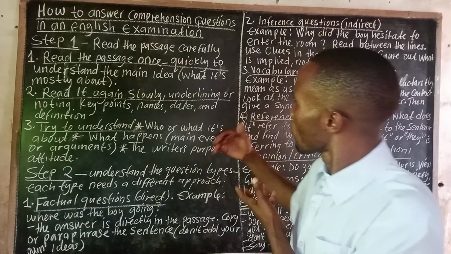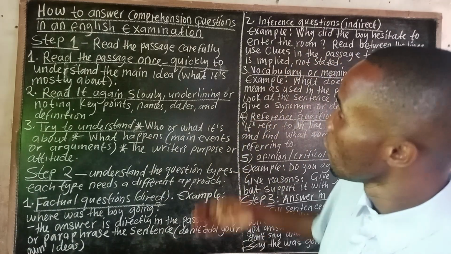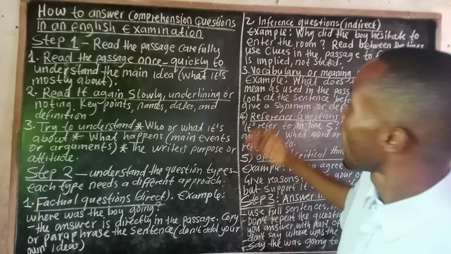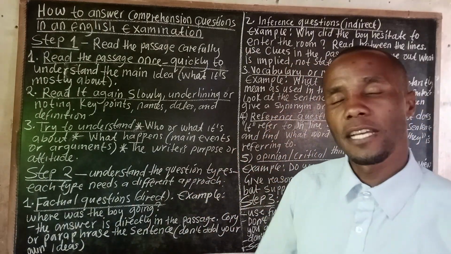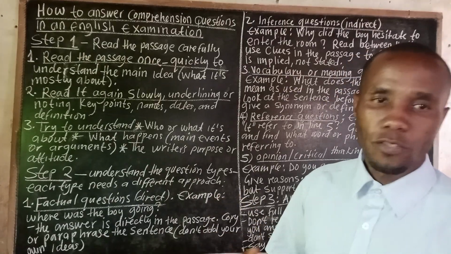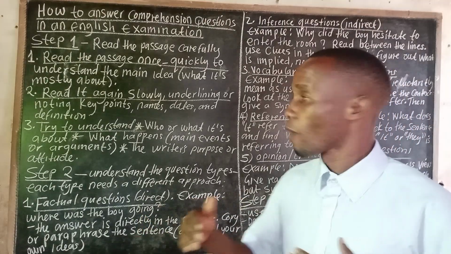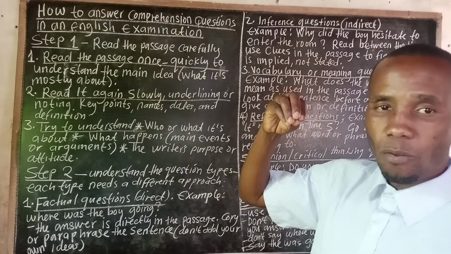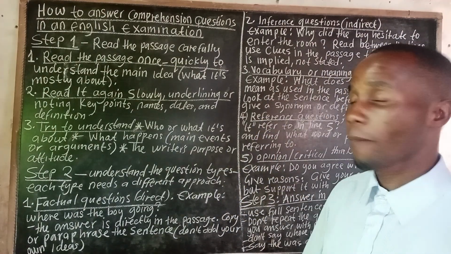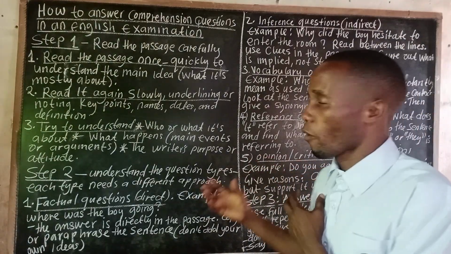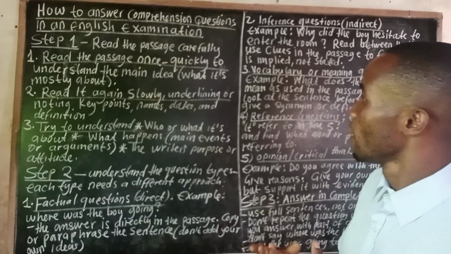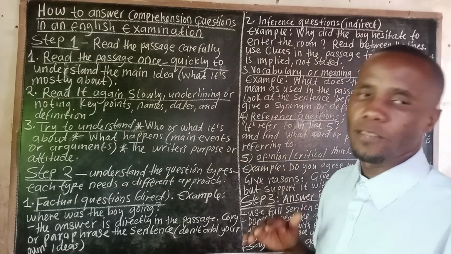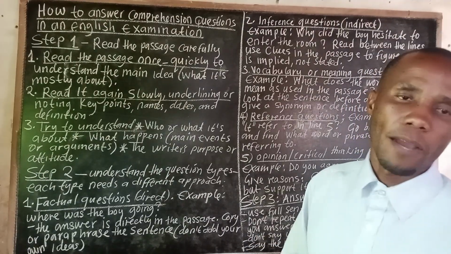After you have read once, you read again. Read it again slowly. Now you are going to read it slowly, underlining or noting key points, names, dates, and definitions. So for the second time, since you have understood the main idea or what that passage is all about, take it easy so that you are able to get the key points. As you are getting those key points, take note of them, underline them where possible.